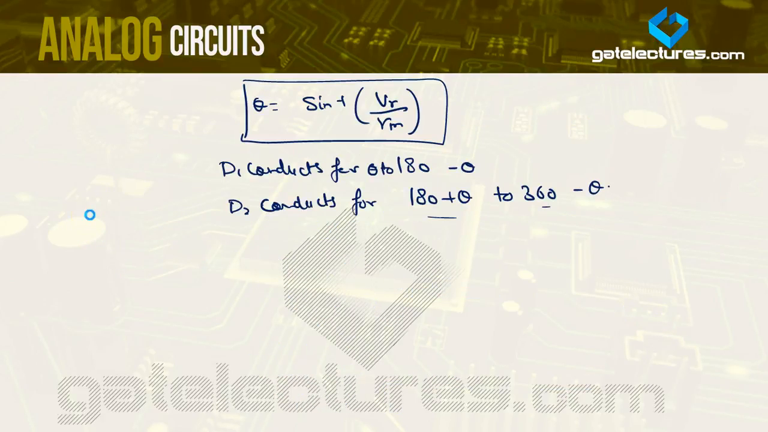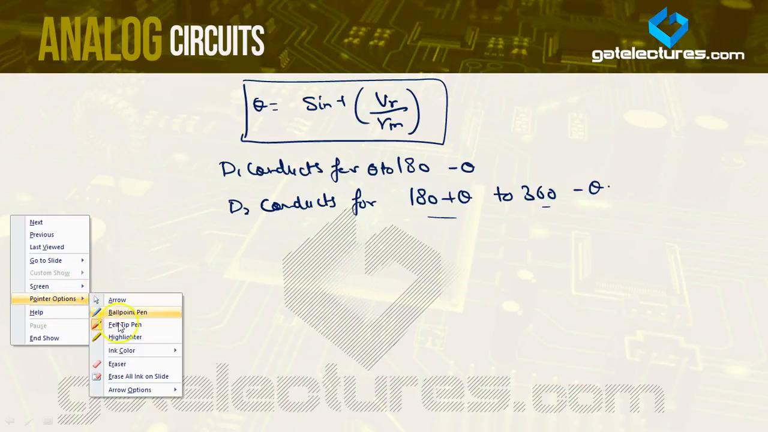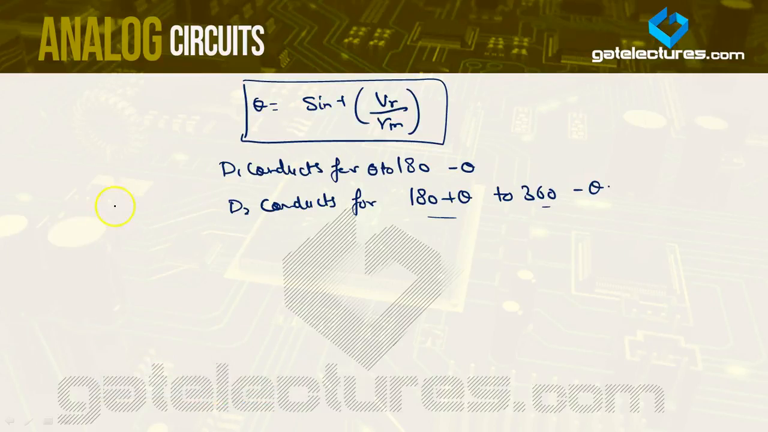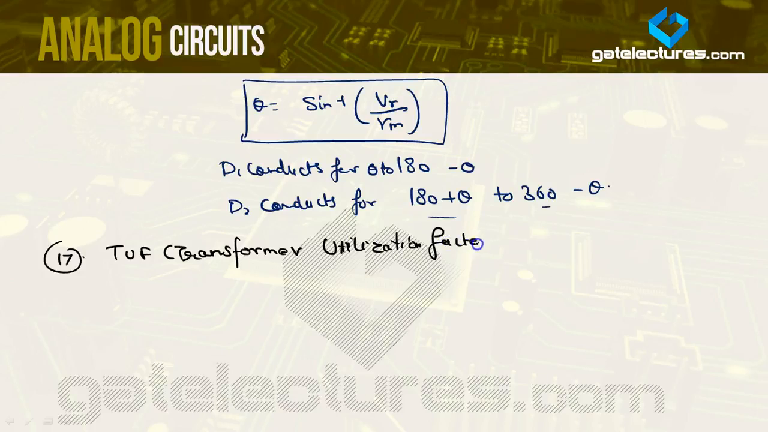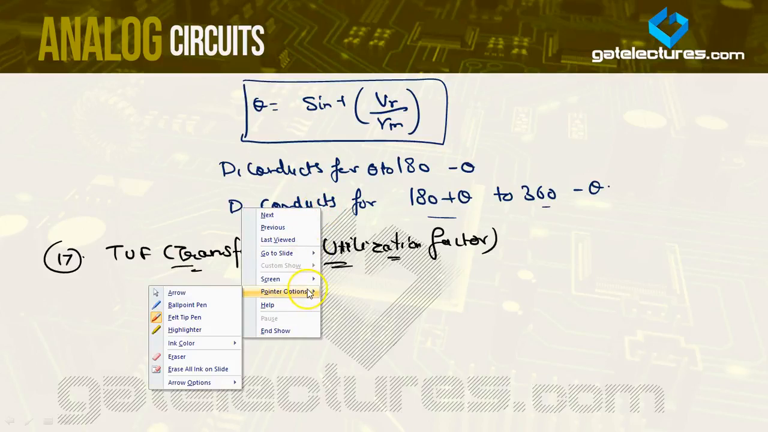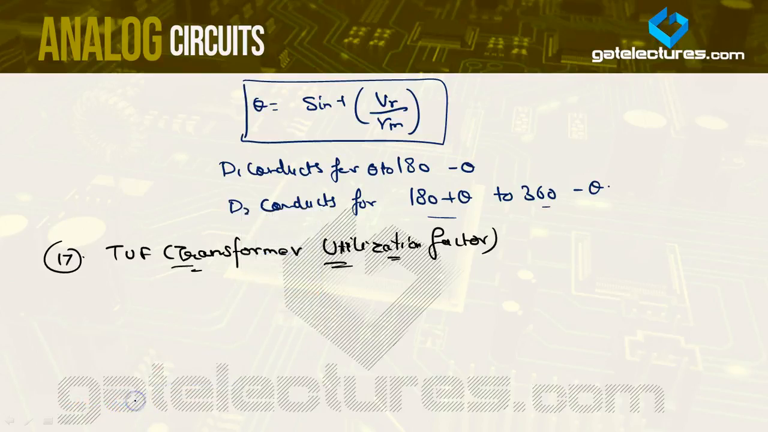Now the next point of discussion is the transformer utilization factor, TUF. The transformer utilization factor is basically the ratio of the DC output power to the input AC power rating of the secondary winding of the transformer.